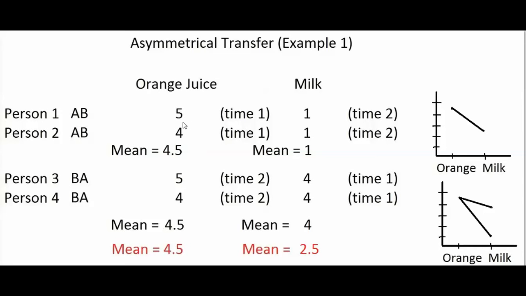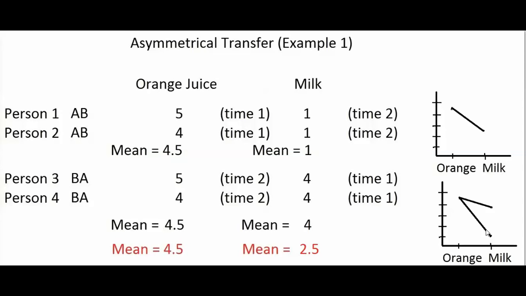The average of these two ratings was pretty high, but the average of these two ratings was pretty low. There was a pretty large drop-off right here. That's because these two ratings happened at time 2, and when the participants gave these two ratings, they had already tasted orange juice first, so the milk didn't taste good. You can see this steep drop-off right here.